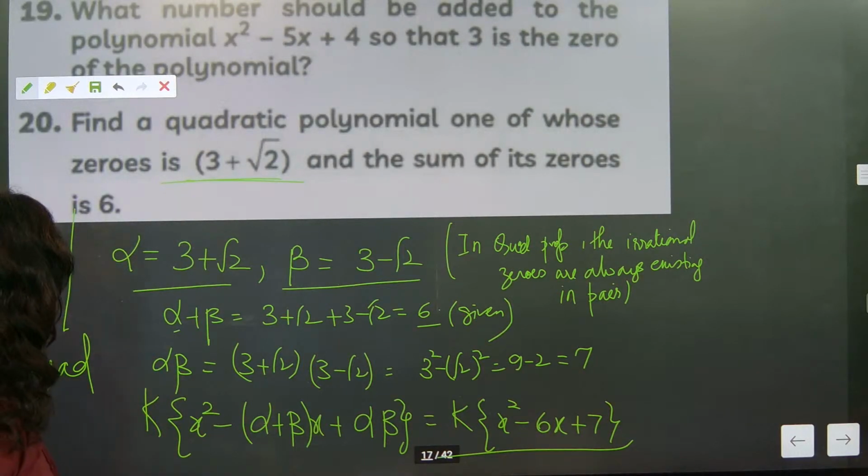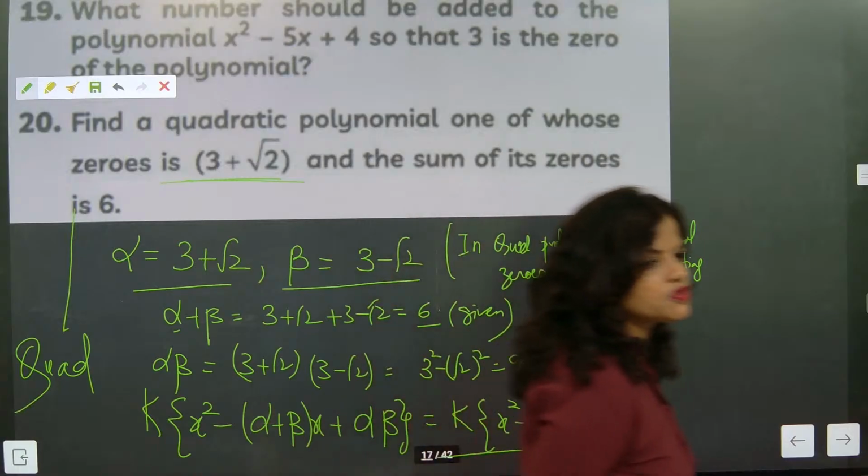Yashwant, write down very nicely, beta. Find a quadratic polynomial, one of whose zeros is this, and practice.